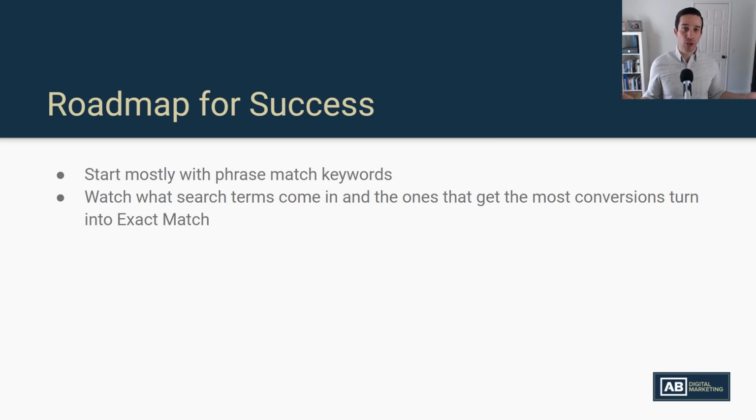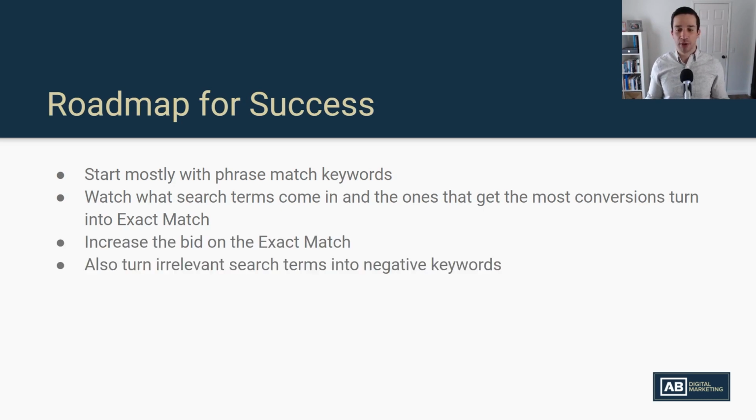So going back to the tennis shoes example, if someone types in tennis shoes for women, your phrase match will show up for that. And let's just say that keeps on converting. A lot of people keep on buying tennis shoes for women. Well, then you're going to take tennis shoes for women and turn that into an exact match and increase your bid. That way you show up higher in the search results. So increase bids on those exact matches because you know for a fact that they're the ones that work well for you. And then also turn irrelevant search terms, like I said, into negative keywords.